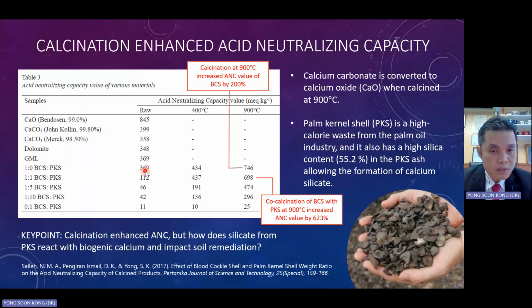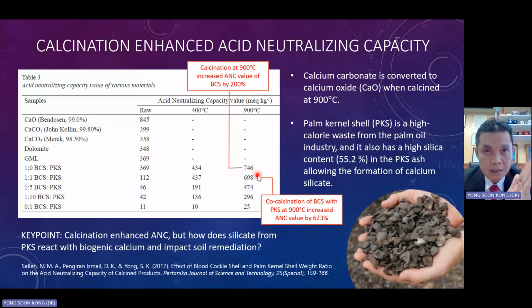And what's interesting is that once it is calcined, the acid neutralizing capacity doubles compared to the uncalcined form of blood cockle shell. Now, even more interestingly, if this material is blended with an equal amount of palm kernel shell before calcination, as you can see right there, not very good. But after calcination, the acid neutralizing capacity comes nearer to the calcined blood cockle shell, but there is a catch.